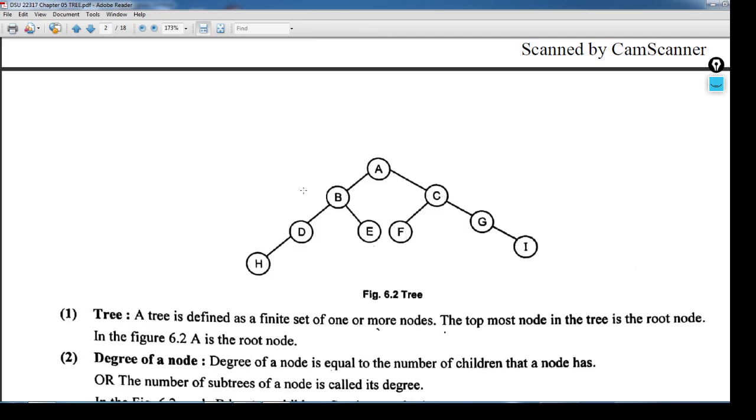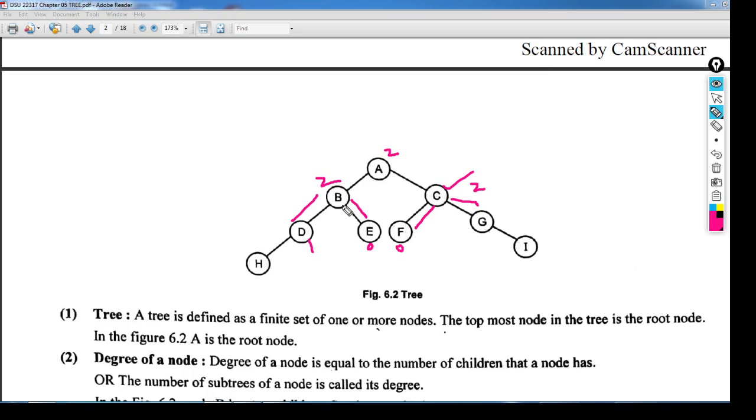For example, how many edges are leaving from B? 2, right? 1 edge, 2 edges. So the out degree of B is 2. How many edges are leaving from C? This is 1 edge and this is 2 edges. So the out degree of C is also 2, right? Out degree of D is 1. Out degree of E is 0. F is 0. Out degree of A is 2.